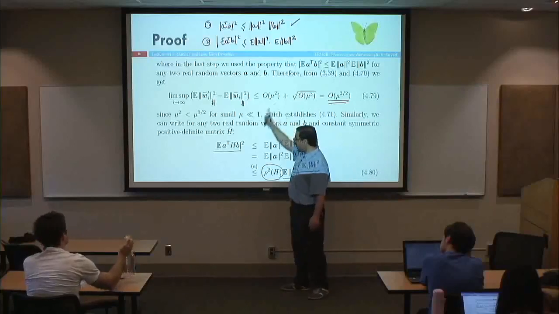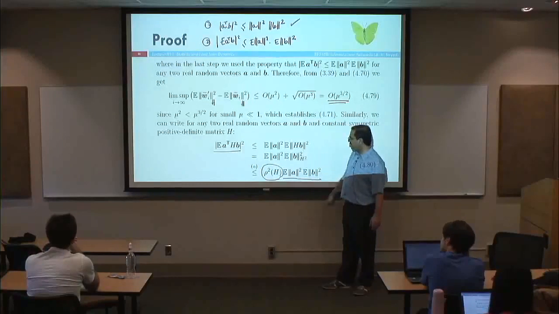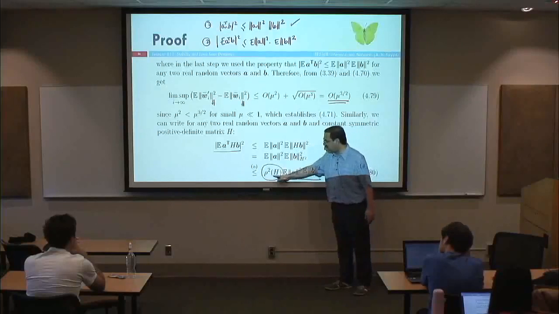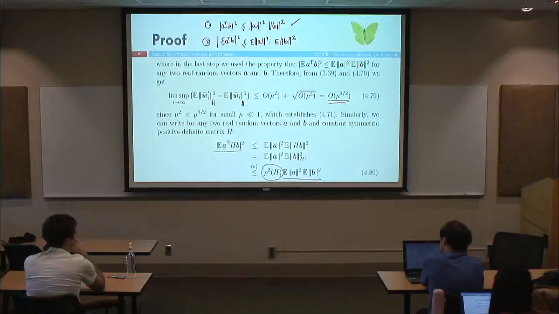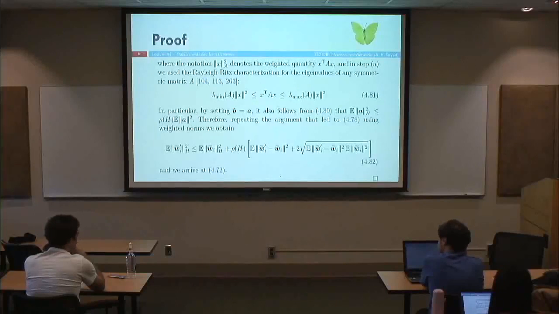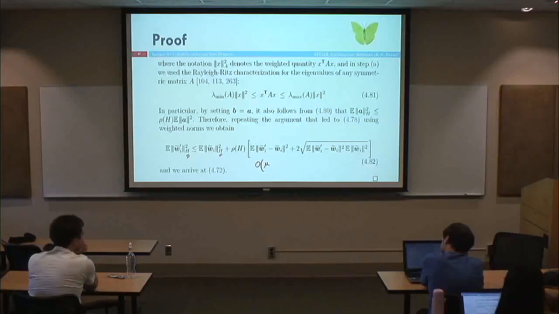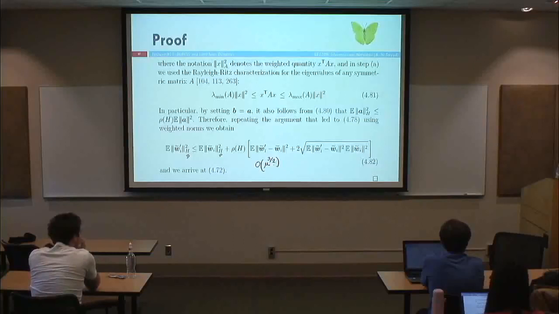Well, you just apply that property to A and HB. This is a weighted norm of B. And from Rayleigh-Ritz, this is upper bounded by rho squared of H times that. And that's how you get this other result here. And all these terms, again, will lead to the difference in steady state being of this size.